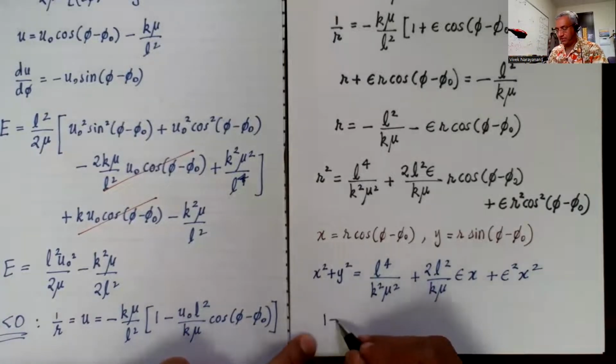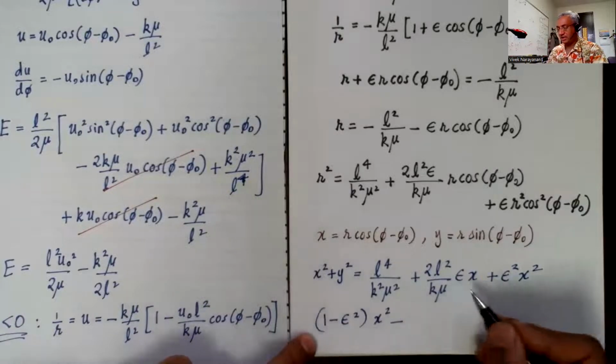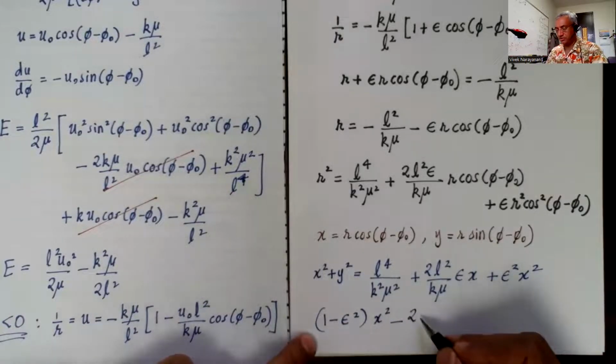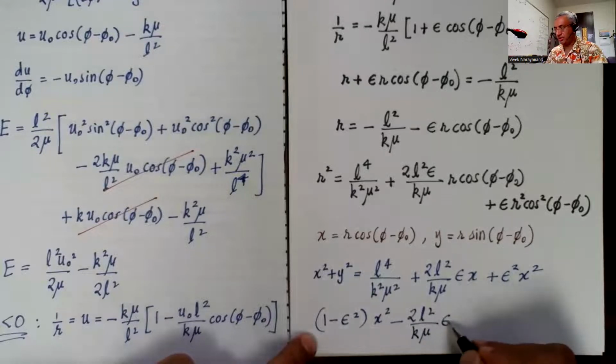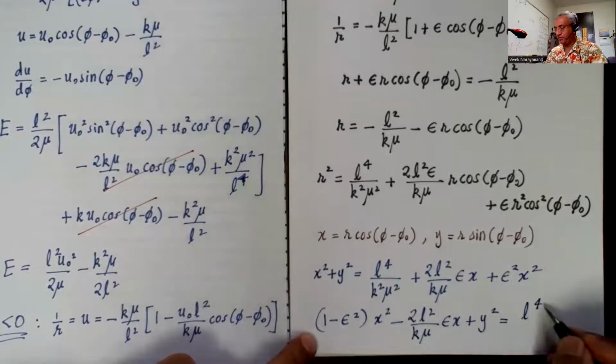So I have 1 minus epsilon squared times x squared. I'll move all the x terms to the left side. 2L squared over k mu epsilon x plus y squared is equal to L to the 4 over k squared mu squared.